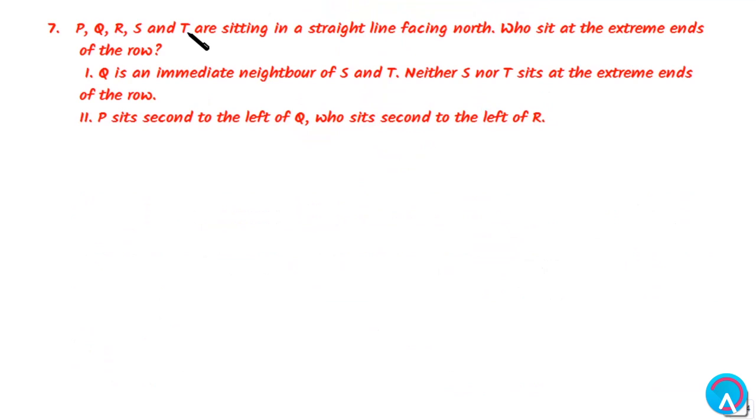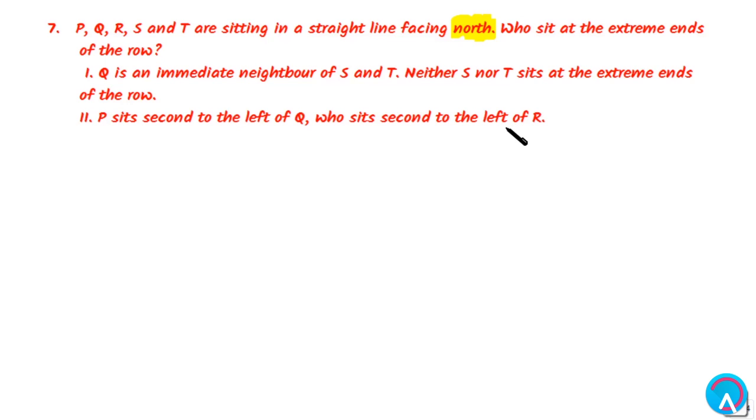Let's take question number 7. Let's see what we have here. P, Q, R, S and T are sitting in a straight line facing north. So all are facing north. Who sits at the extreme ends of the row? So this is what we have to try to find from the statements. First statement is Q is an immediate neighbor of S and T. Neither S nor T sits at the extreme ends of the row. And statement 2 is P sits second to the left of Q, who sits second to the left of R.